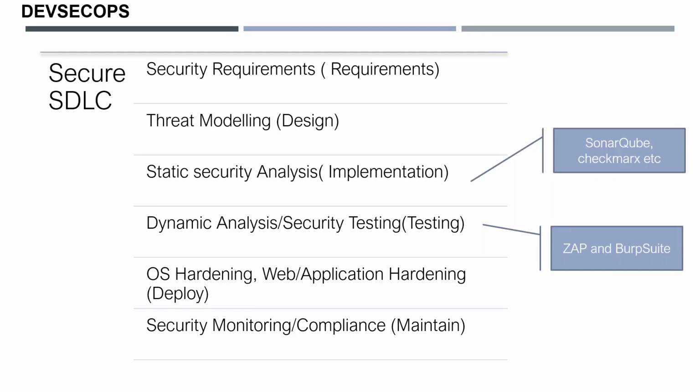So there will be tools, as I told you, for dynamic security testing. People use ZAP and Burp Suite, IBM AppScan, HP Fortify. There are a number of tools available. And for static security testing, that means at the code level, it's SonarQube, Checkmarx, etc.